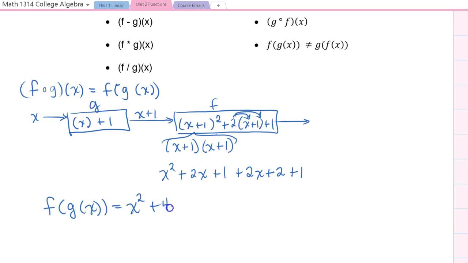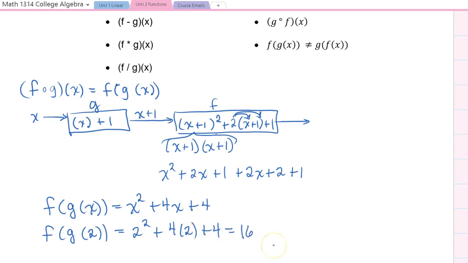Finding this composed function will also allow us to find f of g of 2 by substituting 2, and we get 2 squared plus 4 times 2 plus 4, which we can represent with 4 plus 8 plus 4, which is 16. And this is the same value we found above when we had f of g of 2.